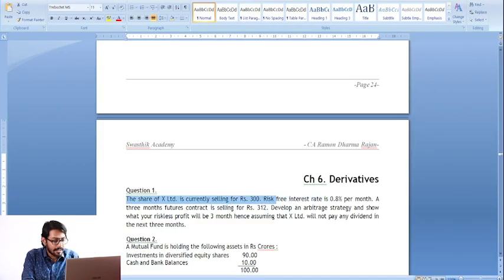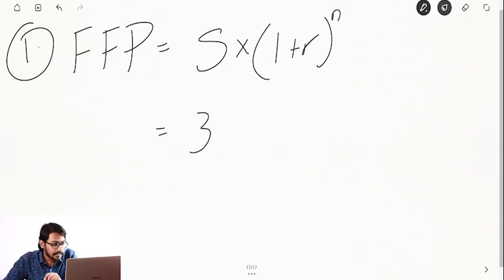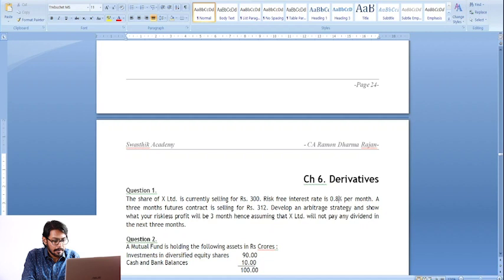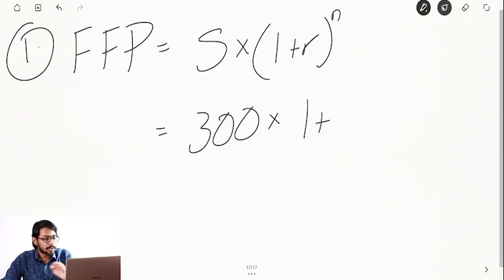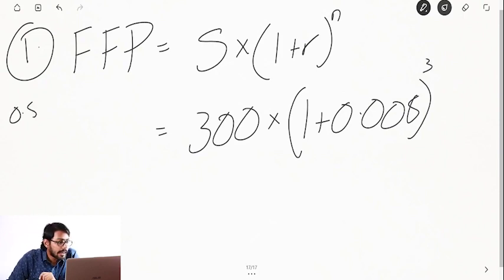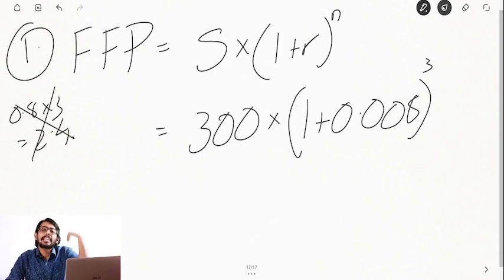The share is currently selling for 300. The spot price is 300 into 1 plus, what is the rate? 0.8% per month. So 1 plus 0.008. 8% is 0.08, so 1.08 would be 8%; 0.8% is 0.008. Understand percentage. Raised to, for what period? 3 months. Please don't take the rate as 0.8 into 3, 2.4%. That doesn't work. You have to compound on a monthly basis, raised to 3. We have had the discussion earlier.